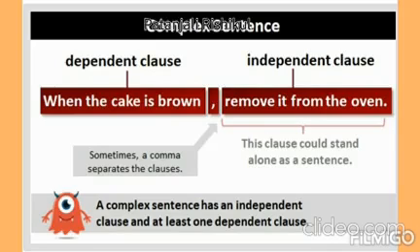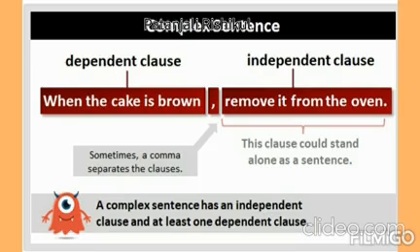Now let us try to understand what is a complex sentence. Children, a complex sentence is a sentence that has an independent clause and at least one dependent clause. Look at the example. When the cake is brown, remove it from the oven.